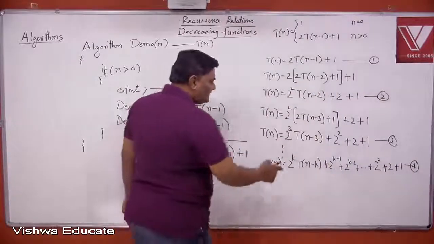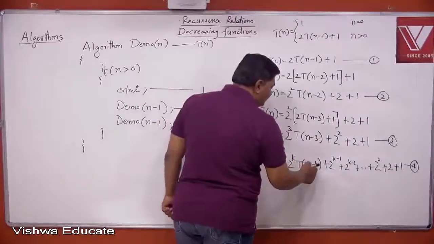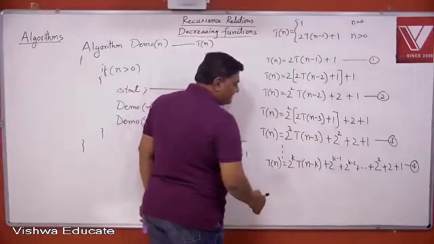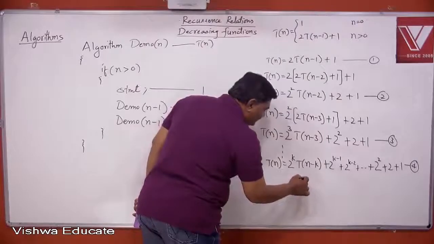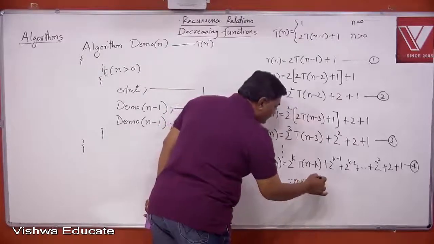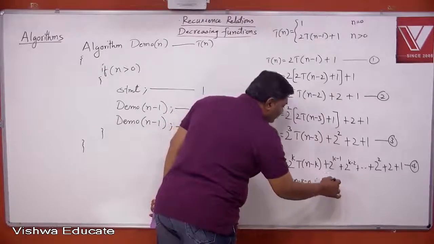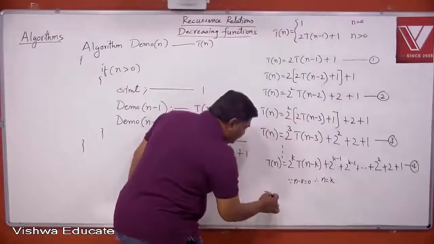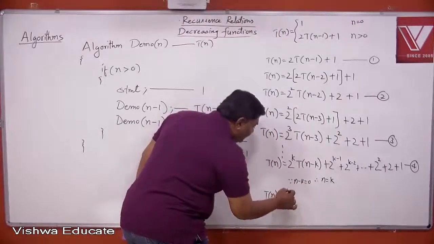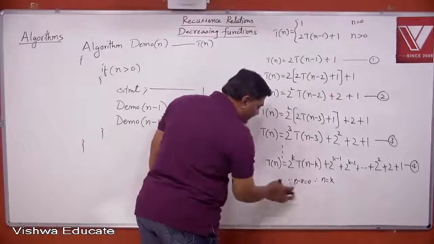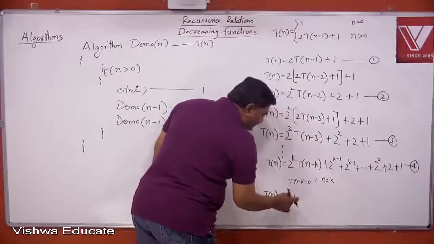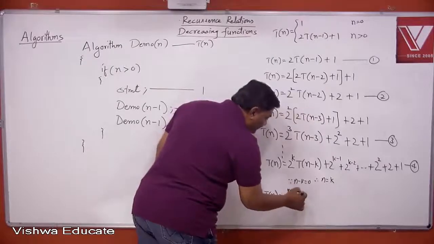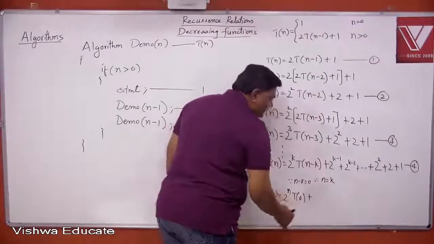Now, what is the assumption? n minus k is how much? n minus k is 0. So since n minus k is 0, therefore n is equal to k. So this becomes T(n) = 2 power k, so what is k? n, right? 2 power n into T(0) plus, what is this?